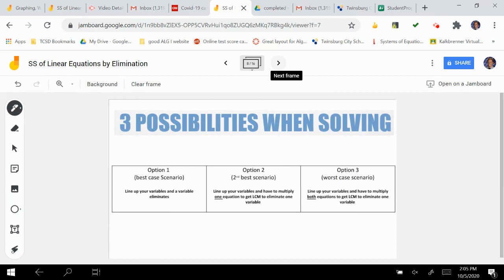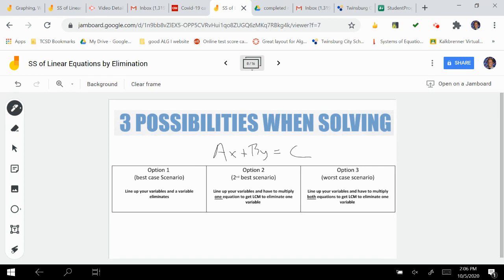We're halfway there already, it's a quick lesson. 3 possibilities when solving. Our best case scenario is you line them up. How do you line them up? In standard form, ax plus by equals c. You want the x and the y on the left, the x first, the y term second, the equal sign, and then the constant. The best case scenario is if you line them up and they just cancel out. One of the x's cancels out or one of the y's cancels out. One of the variables, I should say.